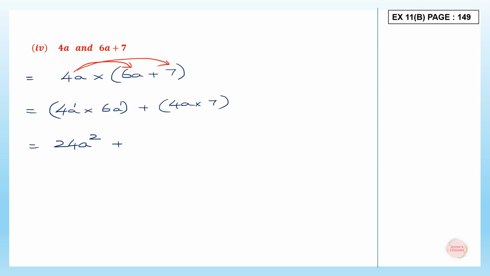4a into 7. Multiply the numerical coefficients. 4 into 7 is 28. And we have a. So this is 28a. So here you have 24a square plus 28a. They are not like terms. So we cannot add them. So this is our answer. 24a square plus 28a.